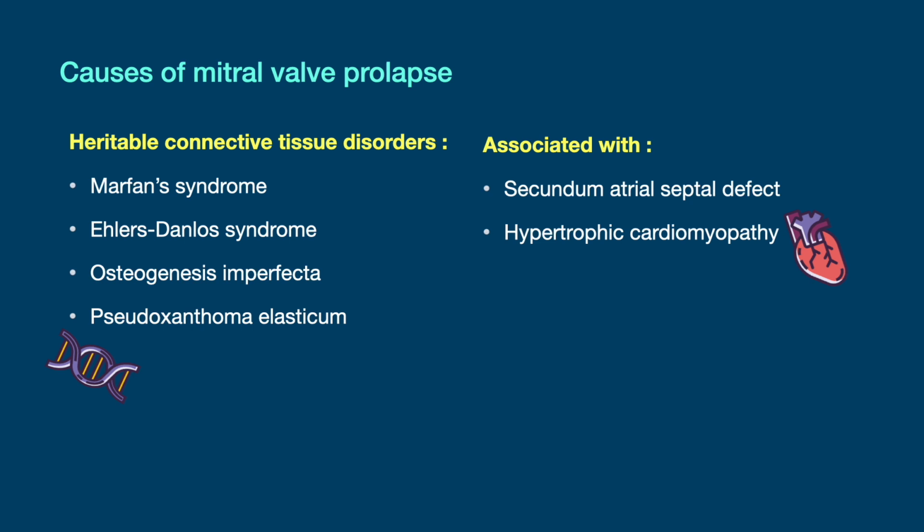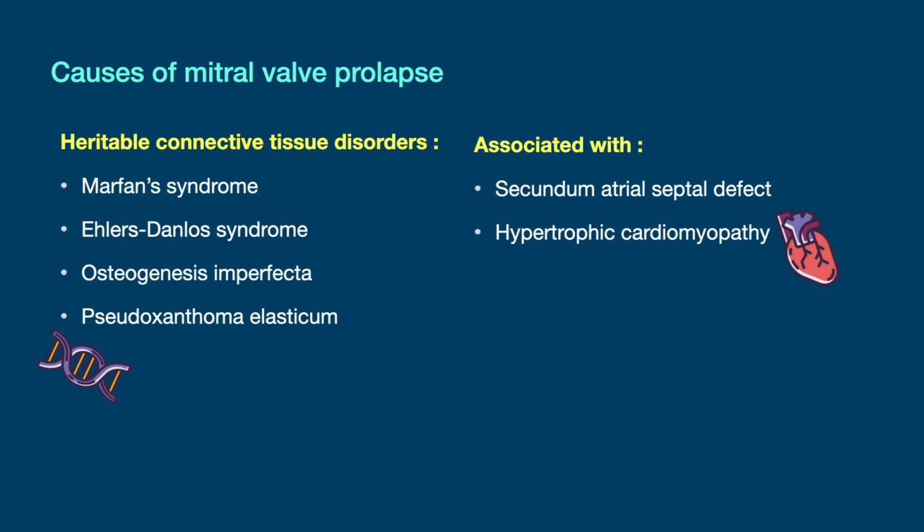Mitral valve prolapse usually occurs as an isolated entity. It commonly occurs with heritable disorders of connective tissue including Marfan syndrome, Ehlers-Danlos syndrome, osteogenesis imperfecta, and pseudoxanthoma elasticum. Mitral valve prolapse has also been described in association with a secundum atrial septal defect and hypertrophic cardiomyopathy.